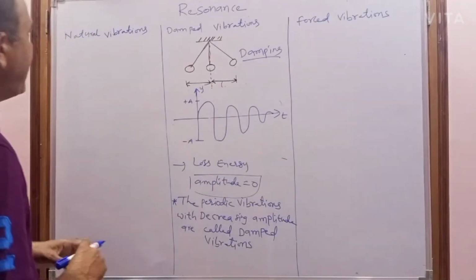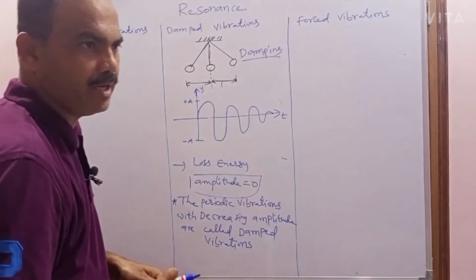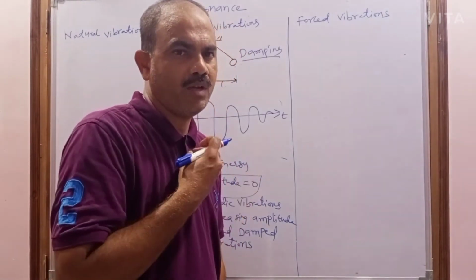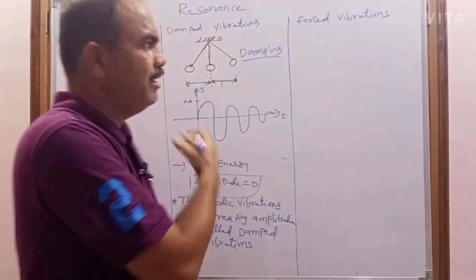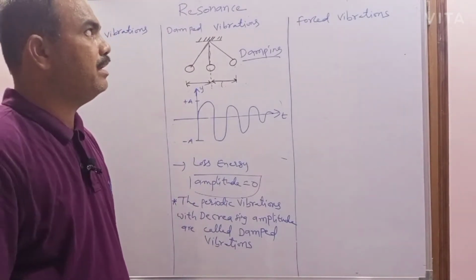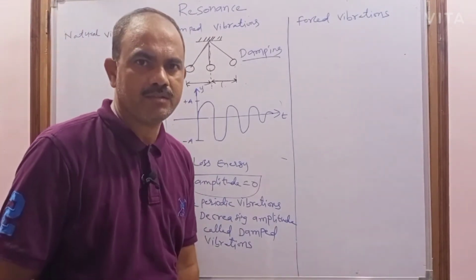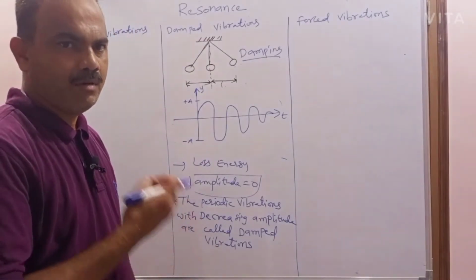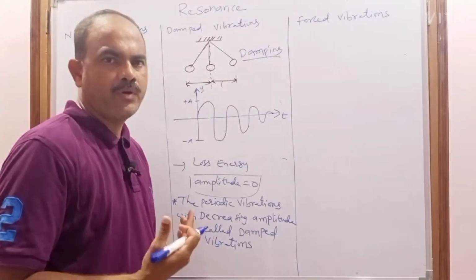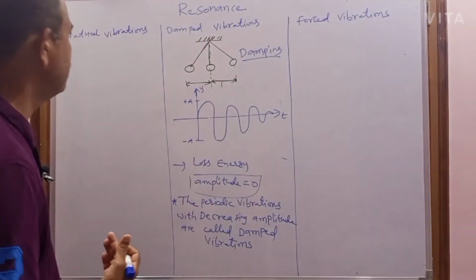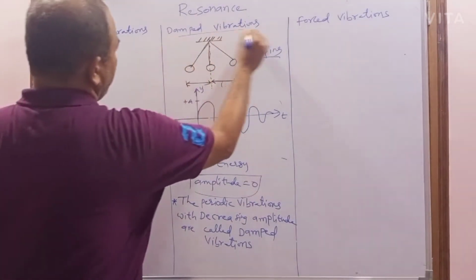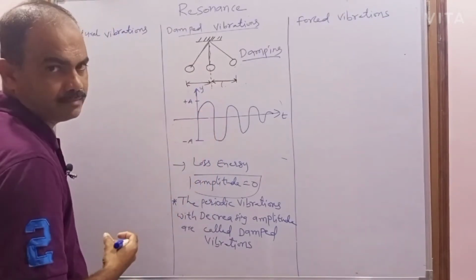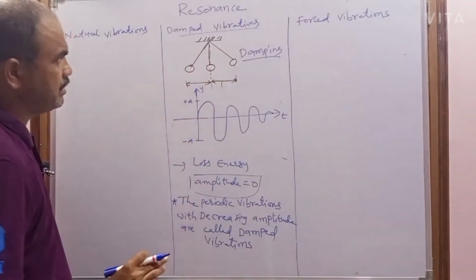Next we come to the natural vibrations. When I am speaking, my vocal cord undergoes natural vibrations, because no opposing force is applied on it. That's why I am producing natural vibrations. In the case of damped vibrations, what do you imagine? Air, and because of that air the vibrations are damped.